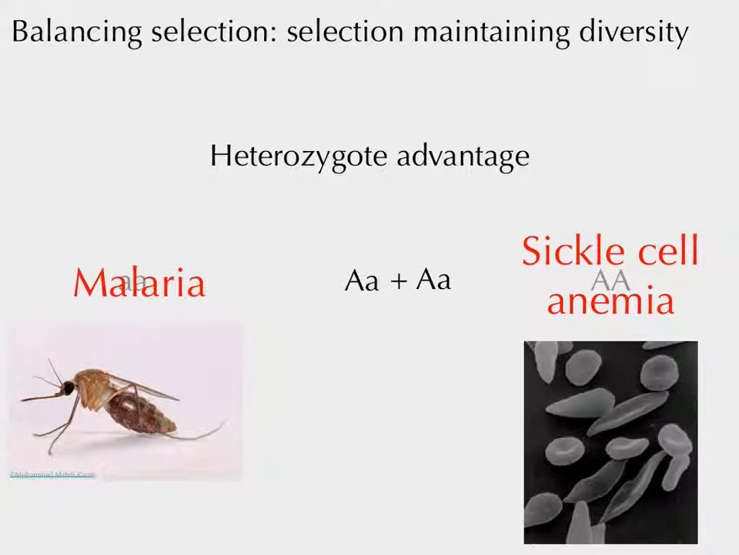So why doesn't the population just become all heterozygous? If that's the optimum, why not be there?